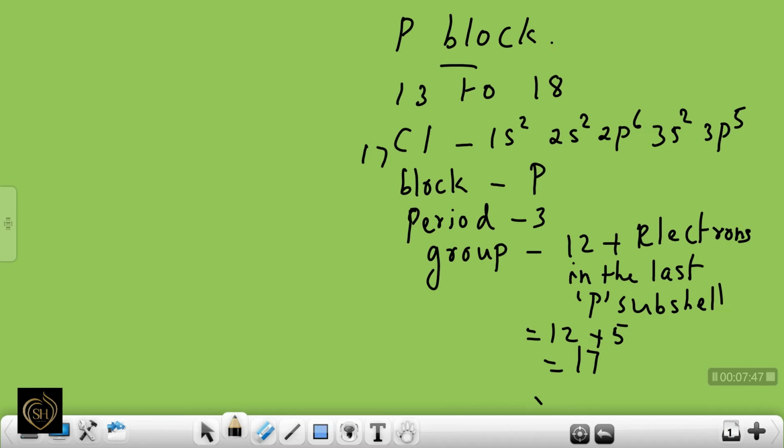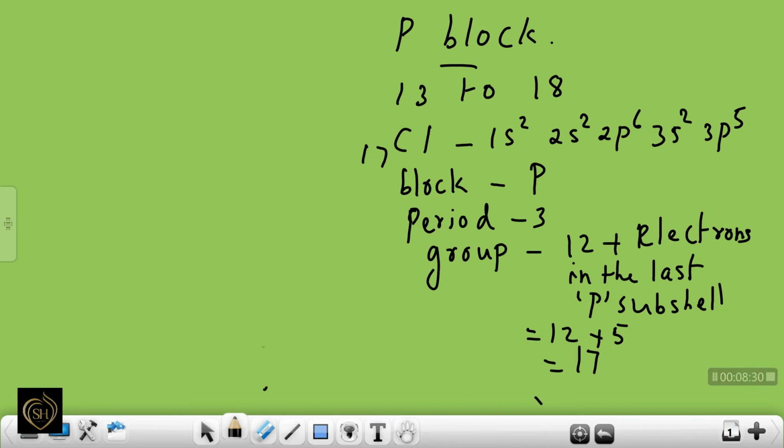So block and period are the same as S block. The method is the same, but how to find out the group number? It is 12 plus electrons in the last P subshell. 12 plus 5 is equal to 17. P block starts in the periodic table after 12 groups. That means first and second group is S block, and 3 to 12 is D block. So after leaving 12 groups, P block comes. So we are adding 12 plus electrons in the last P subshell.